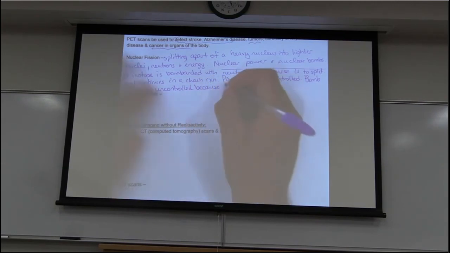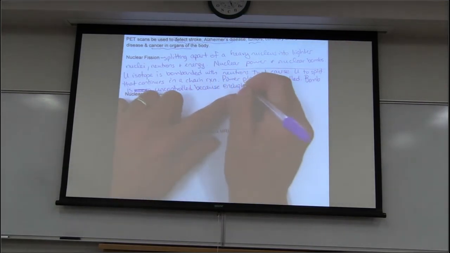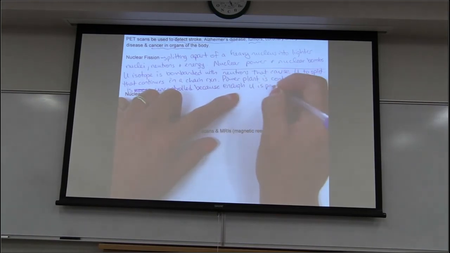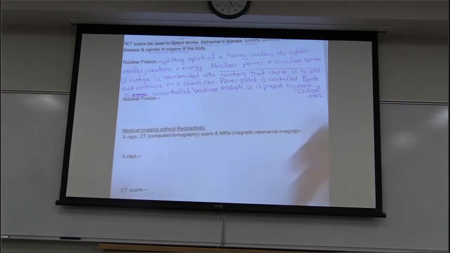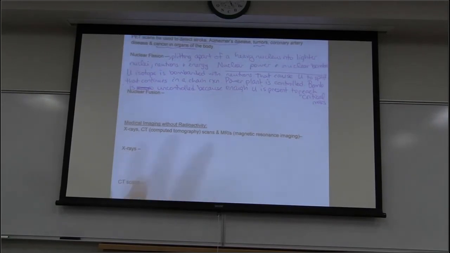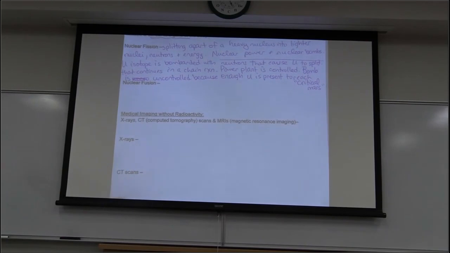because enough uranium is present to reach what they call critical mass. Have you ever heard of that term before? Critical mass is the amount, and I don't know what the amount is, that is necessary to cause this to get so hot that it explodes. And that's what's happening in a bomb. That's what happens in the bomb.